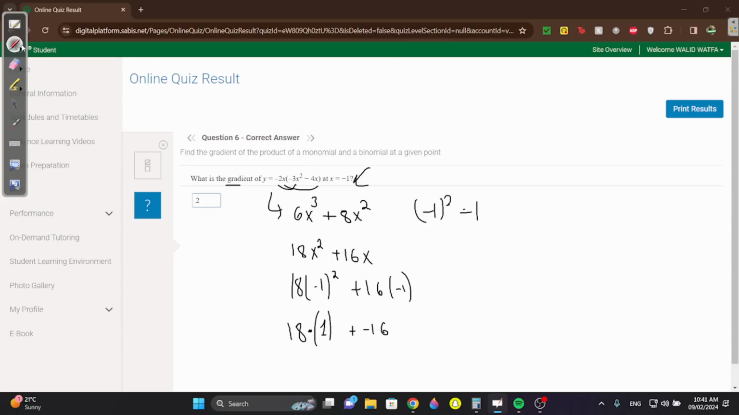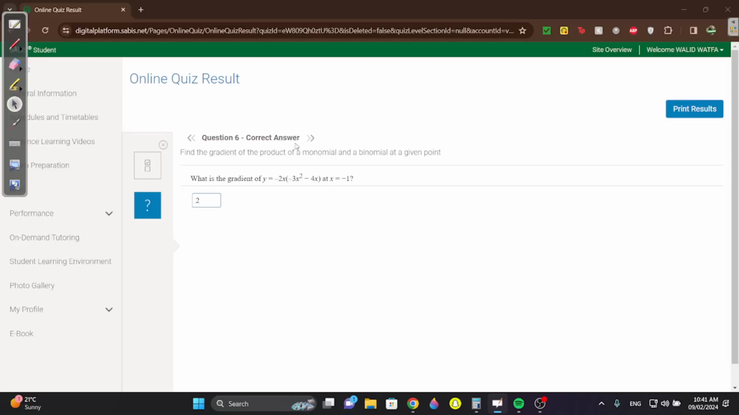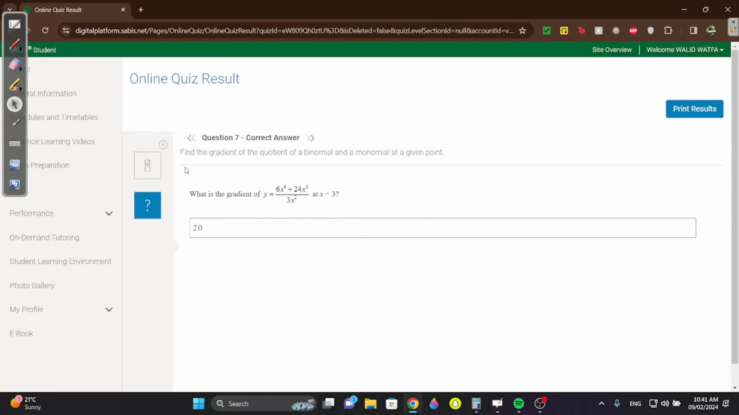It's positive because it's a negative number squared, which is obviously positive. 18 times 1 is 18, minus 16 is 2. Okay, that's it. Question 7, I think this is the hard one. There was one hard one, I remember. Yeah, I think this one.